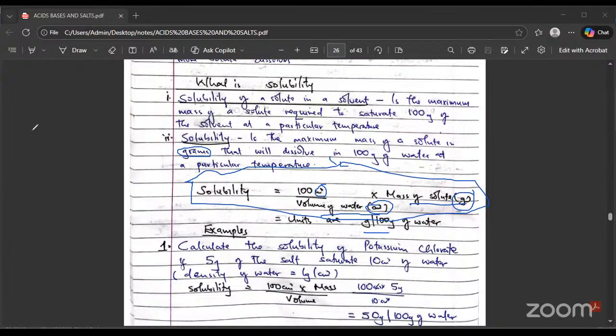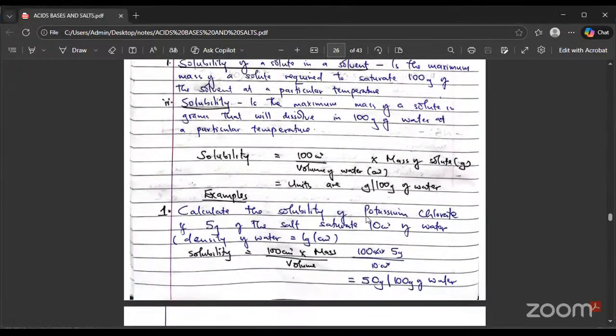Let me wrap this one and then we do an example. And then you see what I meant by what we are doing here. It better explains the formula. Now, let us proceed and see an example that has been done. So we're saying calculate the solubility of potassium chlorate if 5 grams of the salt saturate 10 centimeters cube of water.